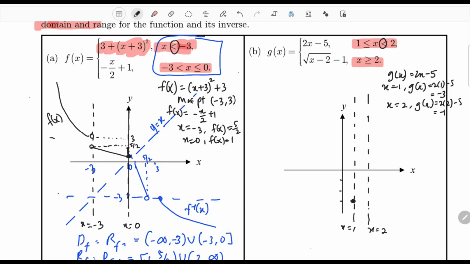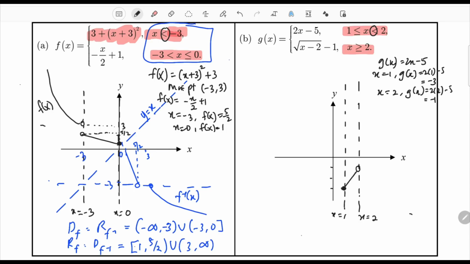So (2, negative 1) is somewhere here, so that is the empty circle. Let's join these two points. Next, the graph will be g(x) equal to the square root of (x minus 2) minus 1. Of course, from here, under the square root, we're going to get x greater than or equal to 2.